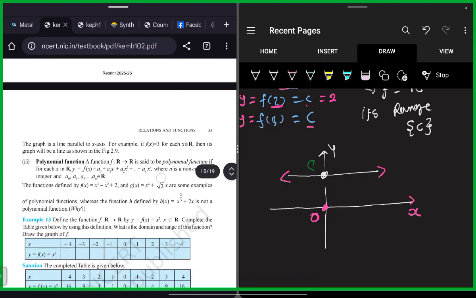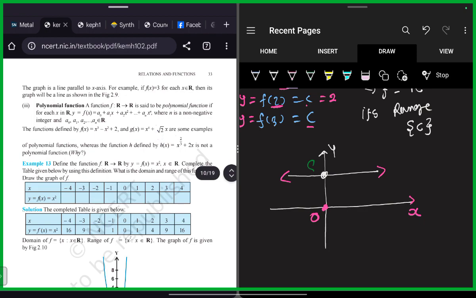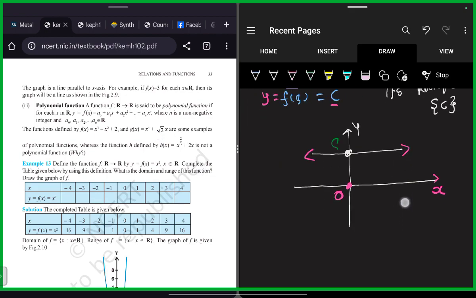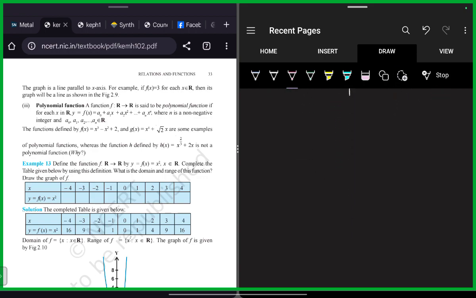Now let's move on. Now what if they have given us a polynomial function? So what to do in this case?